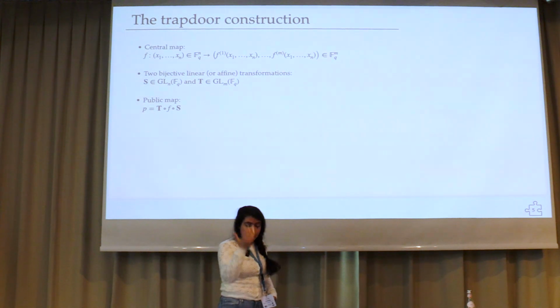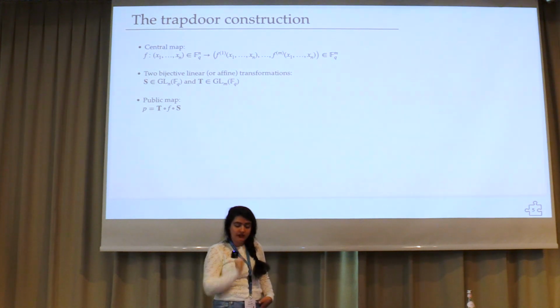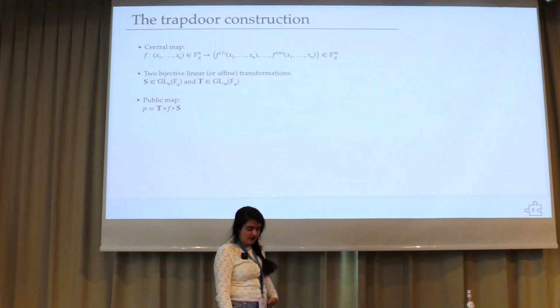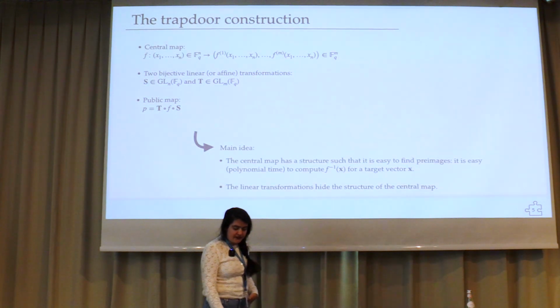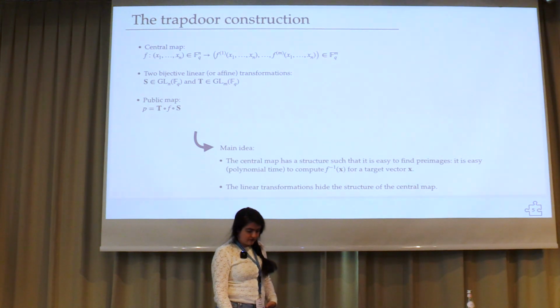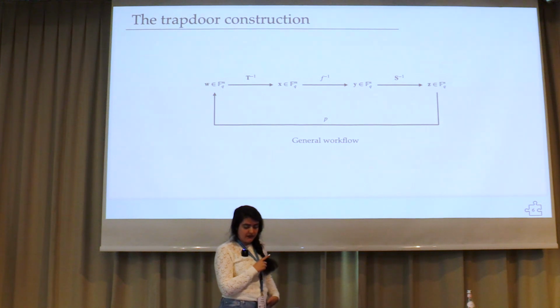Our private key is going to be this F, T, and S. We know everything. And then P is going to be the public key, something that everyone knows but cannot invert. Yes, so again, that is the main idea. And here with an image.